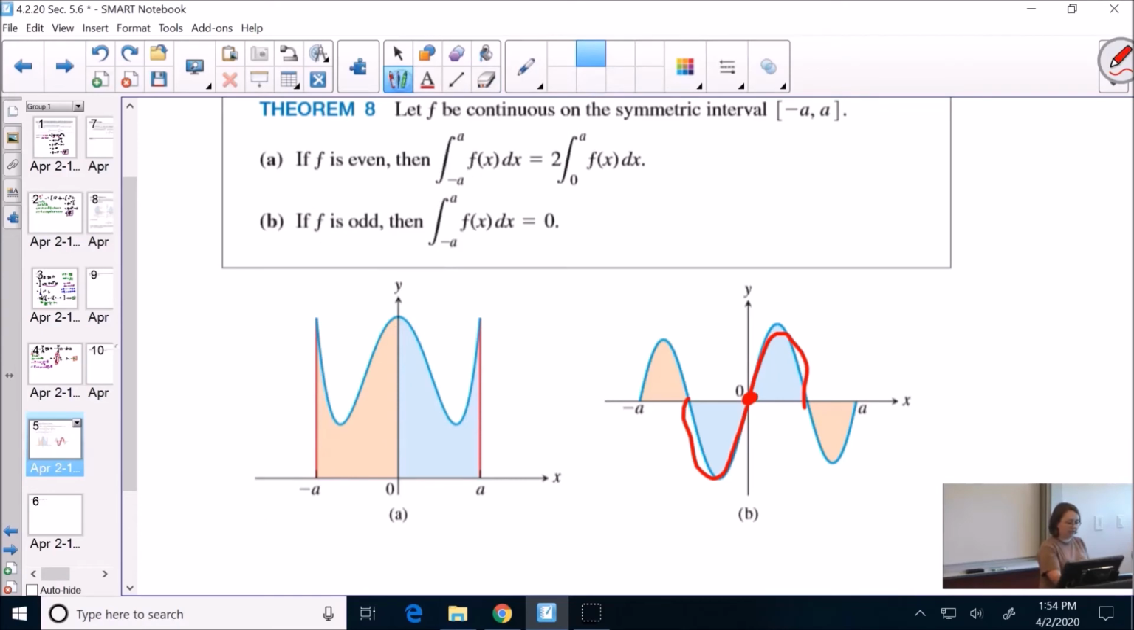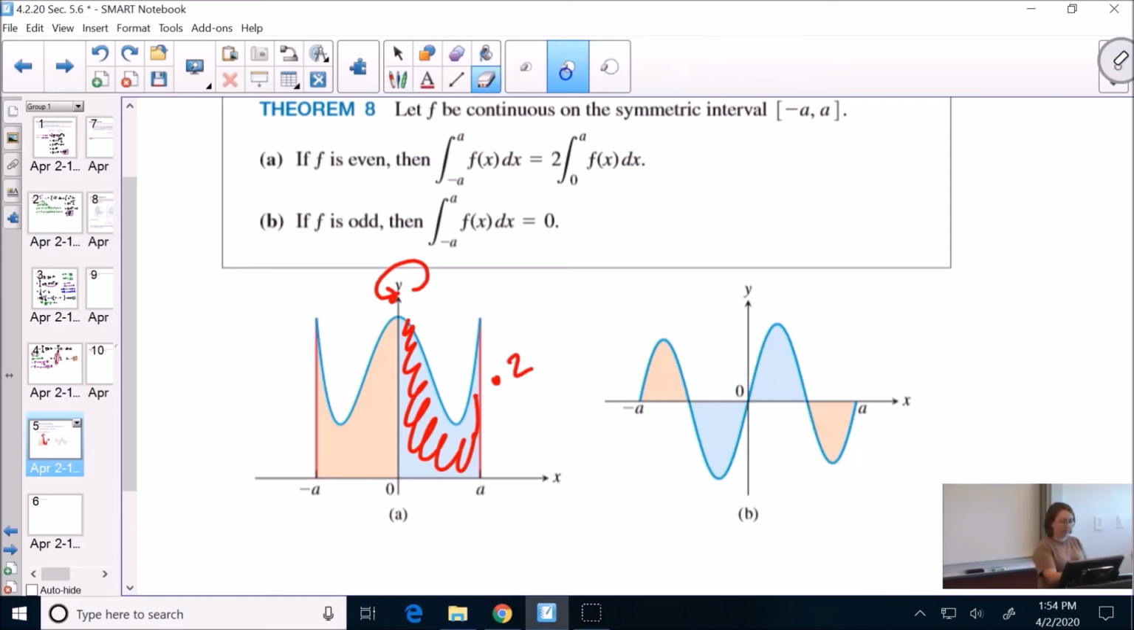So, part A says, you see that your graph is symmetric across the y-axis, meaning the left and the right are mirror images. Then you only need to find half of your area, and then multiply times 2. That would give you the same thing as if you found all of the areas, so negative a to positive a. Part B here, f is odd.